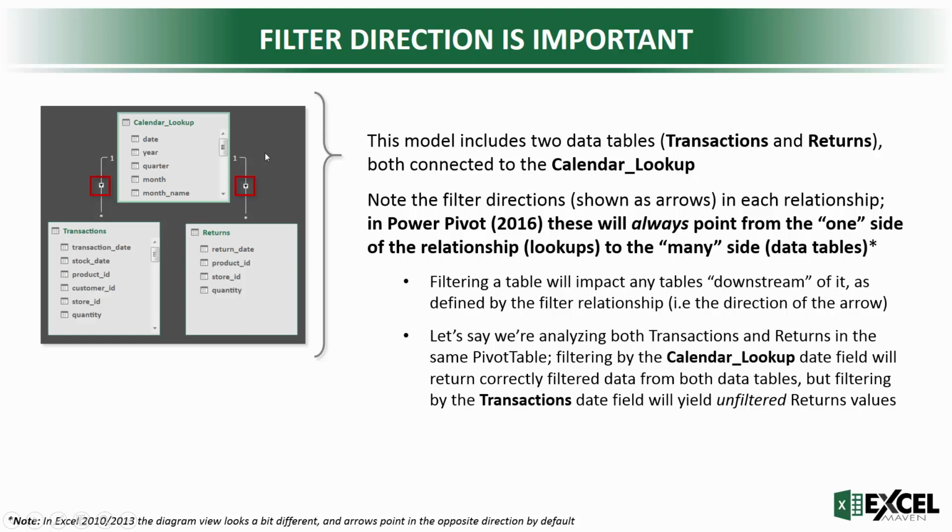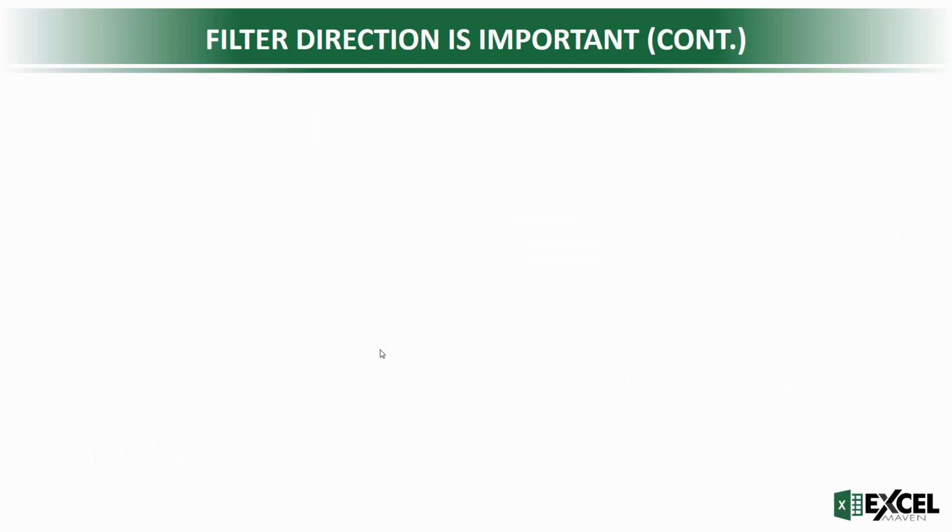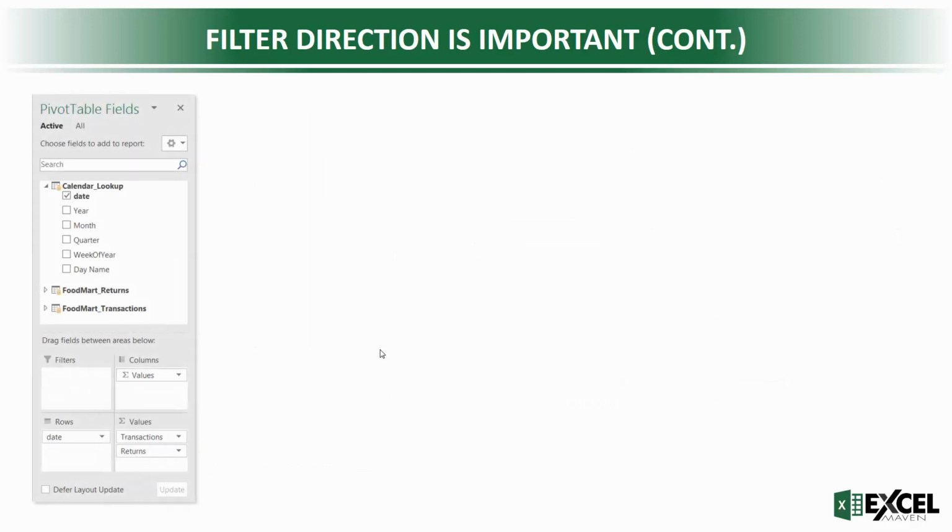So to follow with that thought, one pro tip that I'm a big fan of here: arrange your lookup tables above your data tables in diagram view. And that's a really nice way to remind yourself that filters always flow downstream. Now, this topic is so important that it's worth another quick demonstration here. So, little teaser, we're going to look at what a Power Pivot field list looks like.